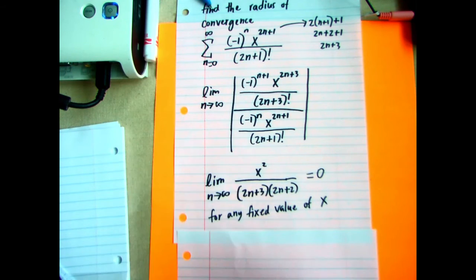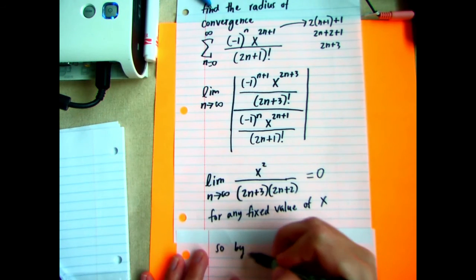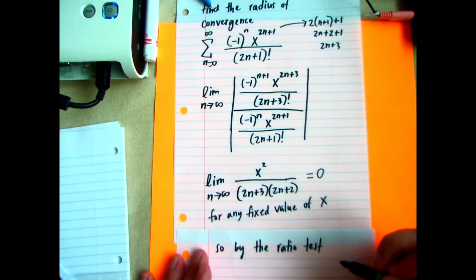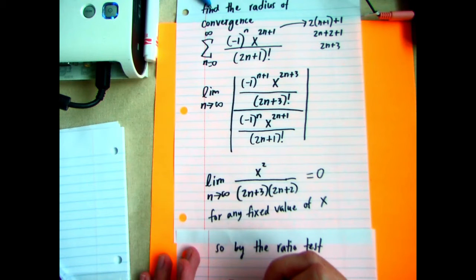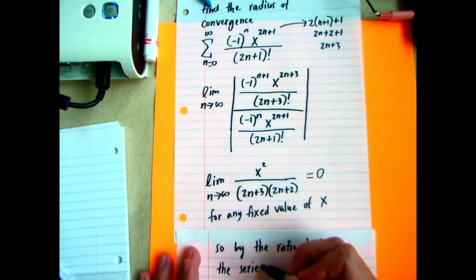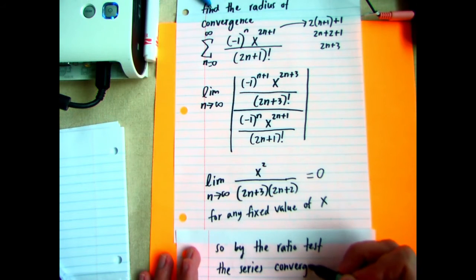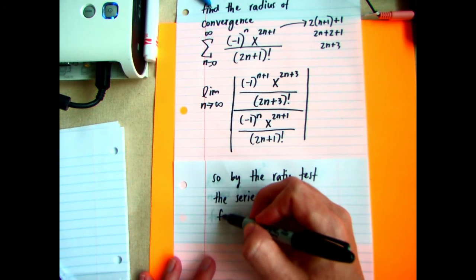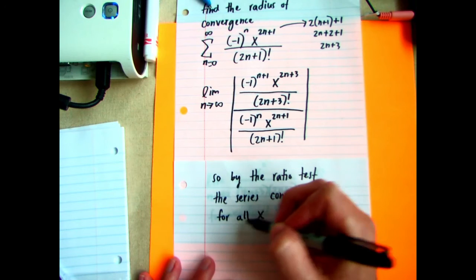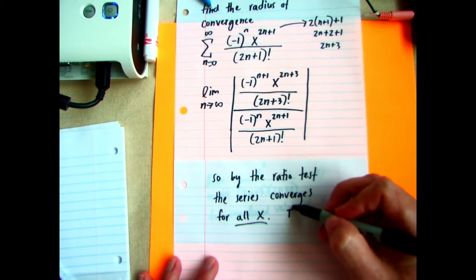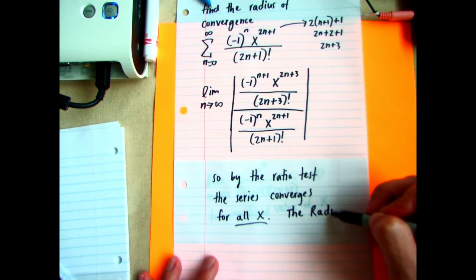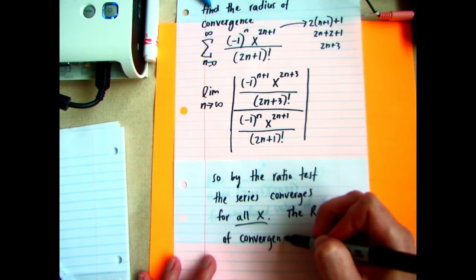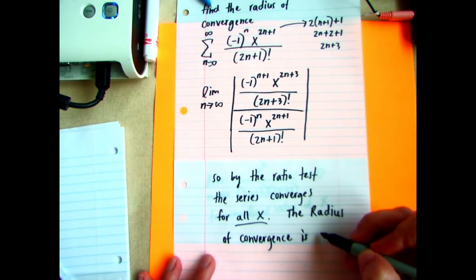So that's nice, because in our ratio test, we compared that result to 1. 0 is less than 1. And since 0 is going to be the result of our limit for all values of x, it appears with this power series that it's convergent for all values of x. So not just the center, but for all values of x. And since it's convergent for all values of x, we would say that our radius of convergence is infinity.